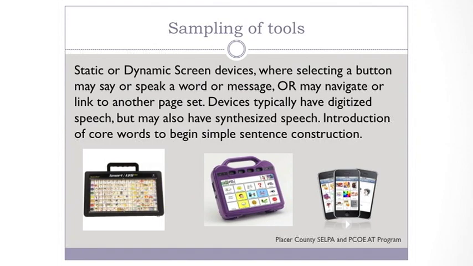The type of tools that will support us can be static or dynamic screens, where selecting a button speaks a word or message, or that button can also navigate to another page now so that they're starting to incorporate that skill. Typically, these devices have digitized speech because we're not really talking about spelling at this point, but they could also come with synthesized speech because that's something that, again, our manufacturers tend to put in most of their devices now. We're beginning to introduce more of a language system that supports core words. So we're really looking at kids not having one button say the whole phrase or sentence, but one button and having to construct their own novel phrases or sentences.